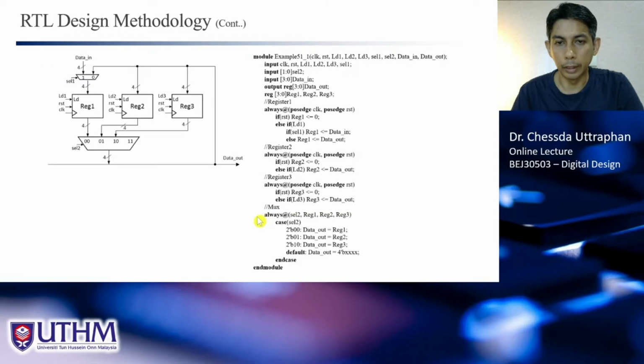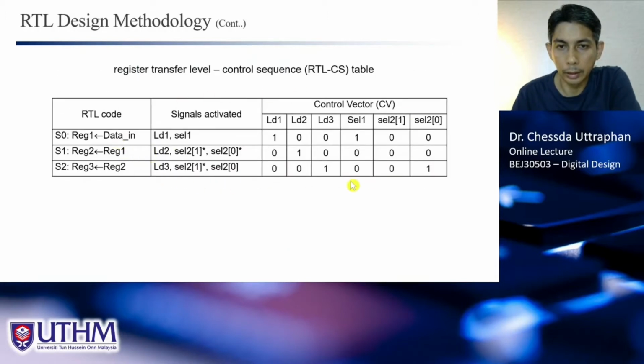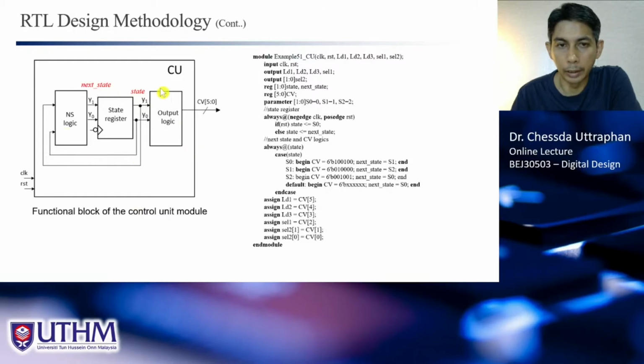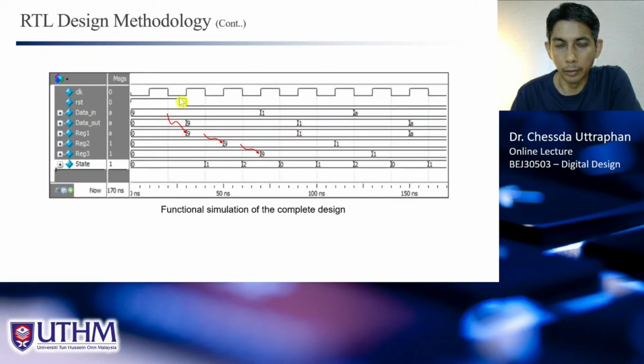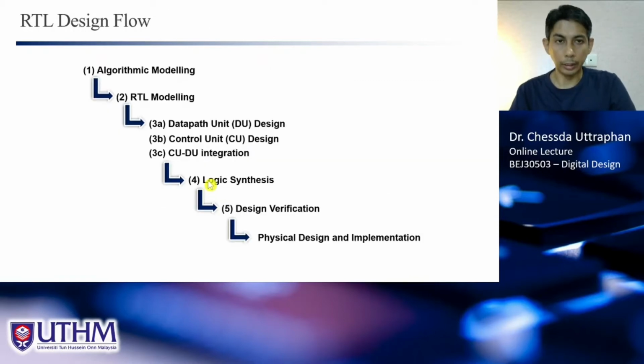So last week we looked at this example. We designed this data path. We also designed the controller based on what we call the RTL CS table, or control sequence table, and from that we can create the control unit or controller that will sequence the operation of the data path. And we also looked at the simulation, and today we will look at the full design methodology.